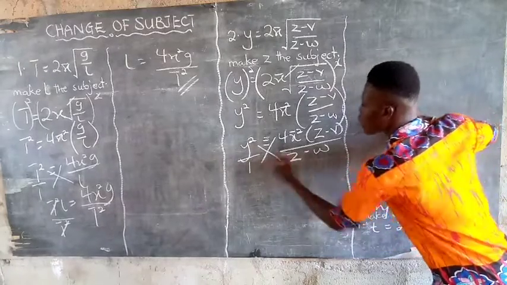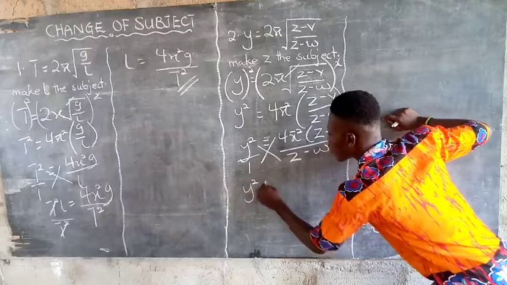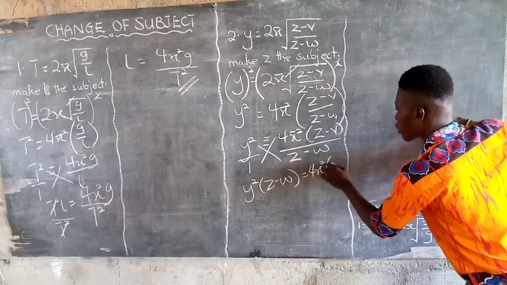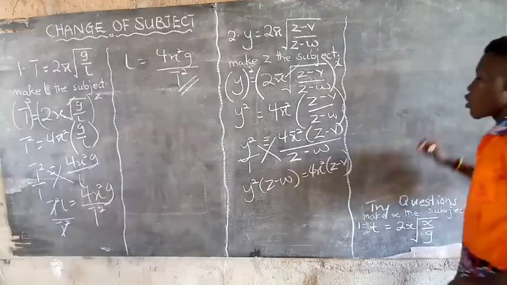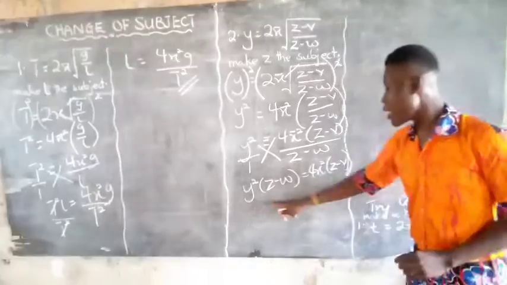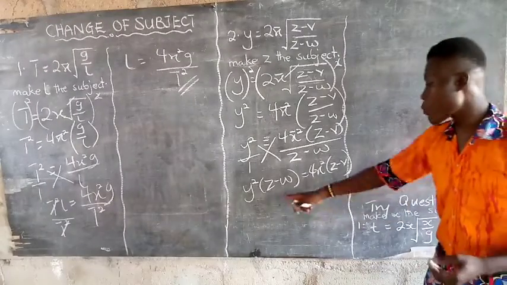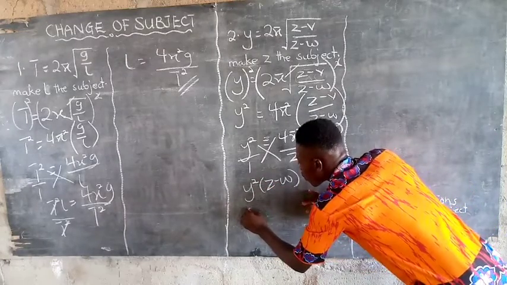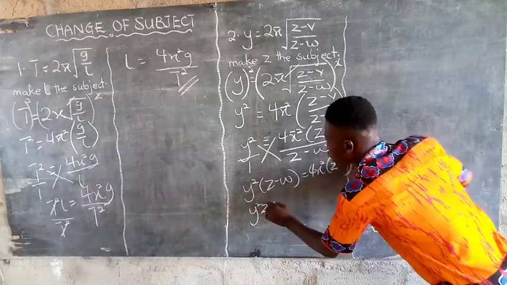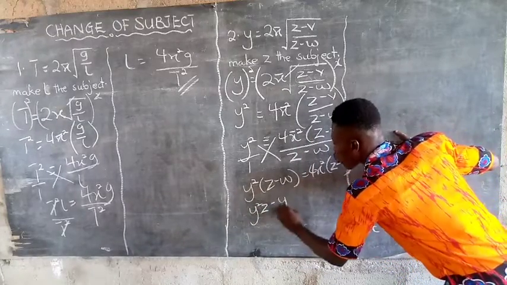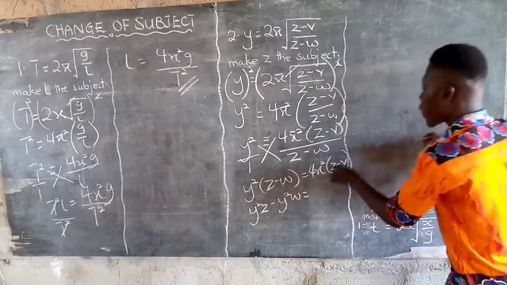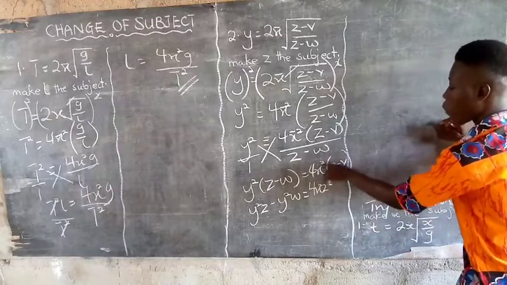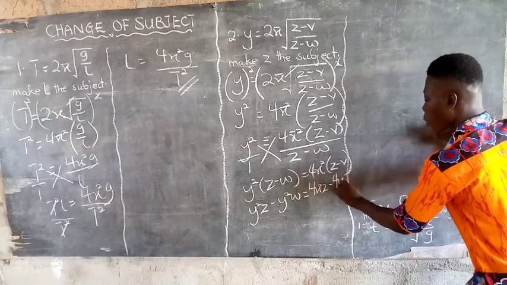So cross multiplication here. So y squared into bracket Z minus w will be equal to 4 pi squared Z minus v. Okay, so from this particular instance, what we need to do is to expand our bracket. So y squared times Z will give us y squared Z. Then the minus comes, y squared times w will give us y squared w is equal to 4 pi squared times Z to give us 4 pi squared Z minus this 4 pi squared times v will give us 4 pi squared v.